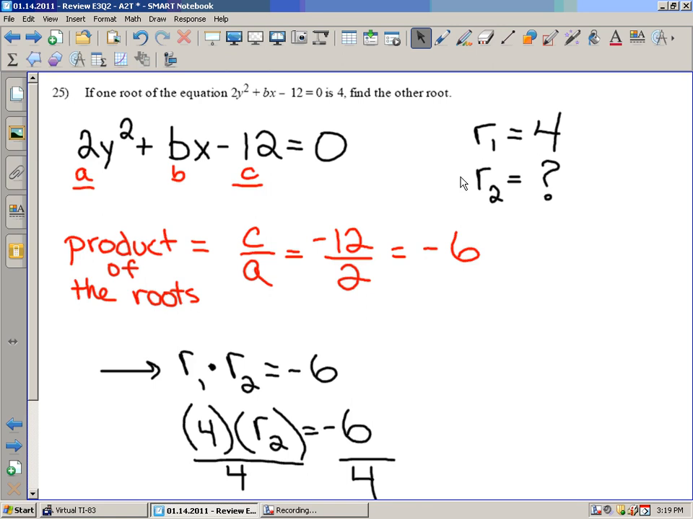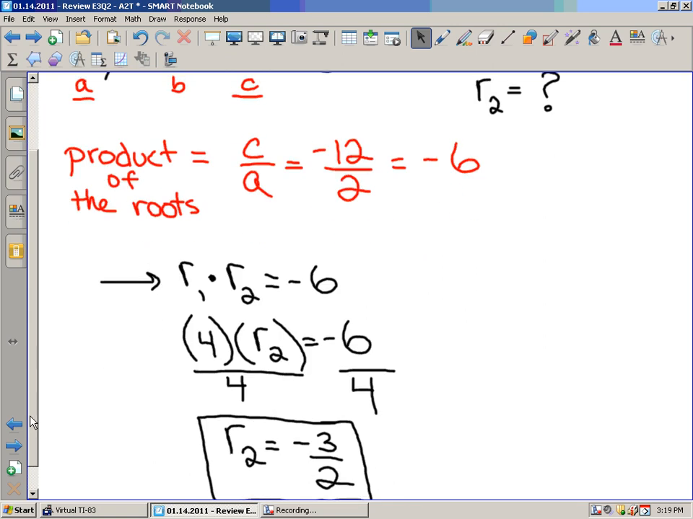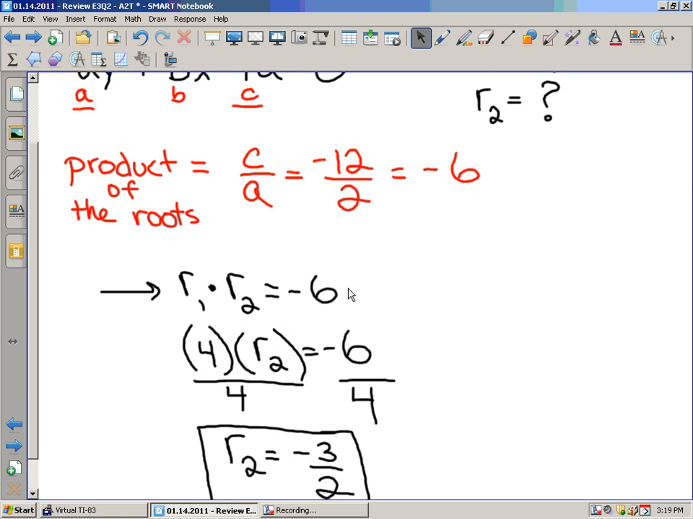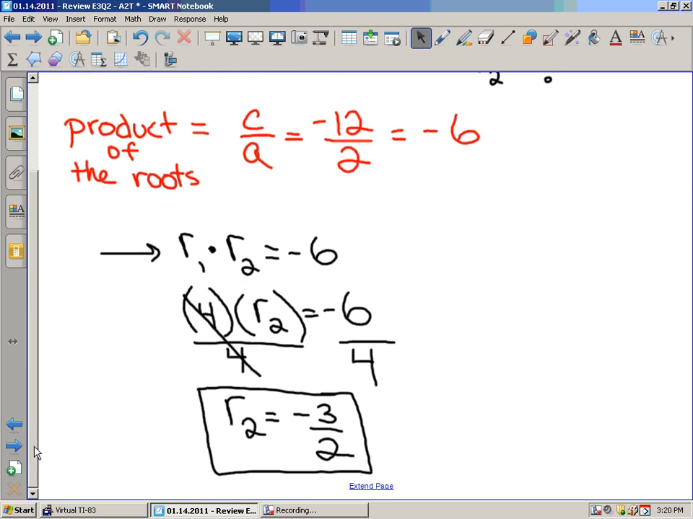Well, you're looking at the problem and you're like, well, I wonder how I do it. They gave me all of these. I've been given C and I've been given A, and oh wait, that's the product of the roots. So the product of the roots must be negative 6. I know what one of the roots is. It's 4. 4 times something must be negative 6 because that's what the product of the roots means. Divide both sides by 4. And root 2 must be negative 3 divided by 2.